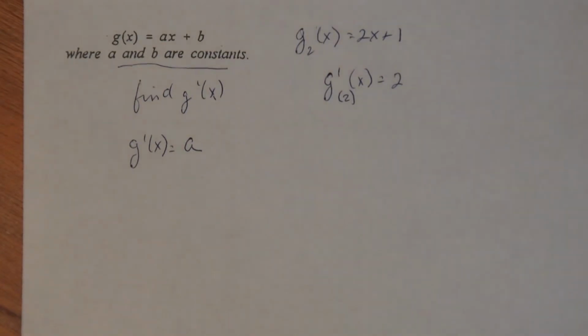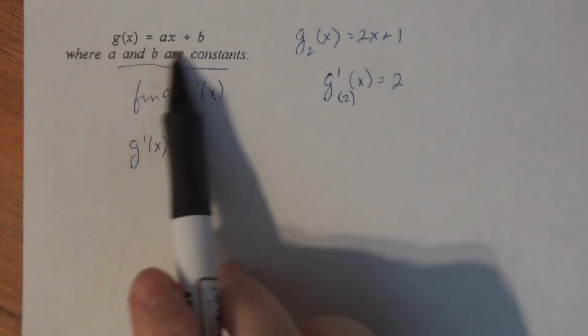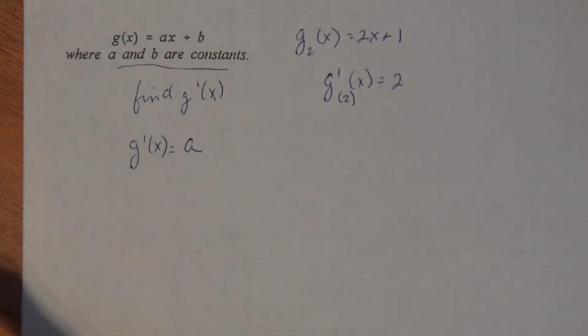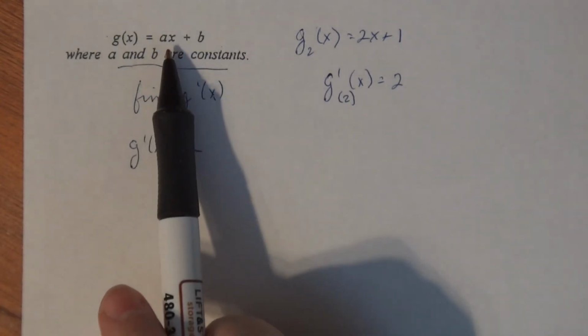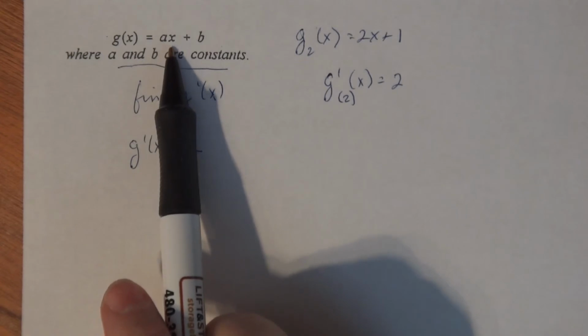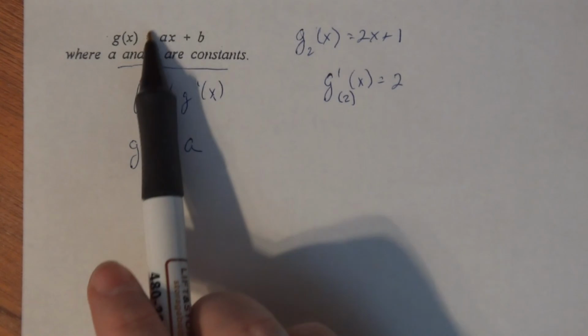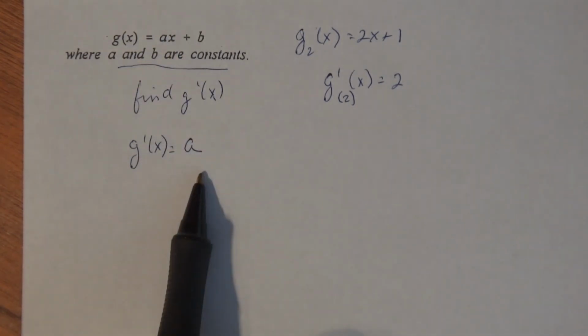Another way of thinking about this is g of x is a linear function, and since the derivative represents the slope of a tangent line, and the line has a constant slope, that automatically says that whatever the slope of the line is, is the derivative, and that's also true.